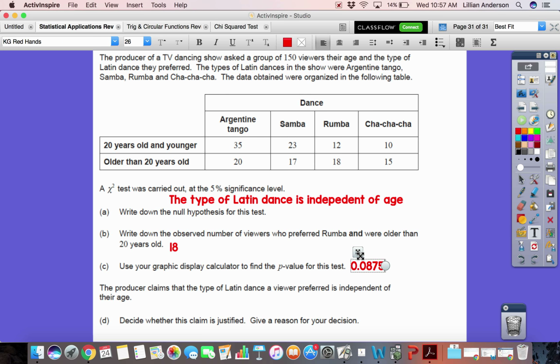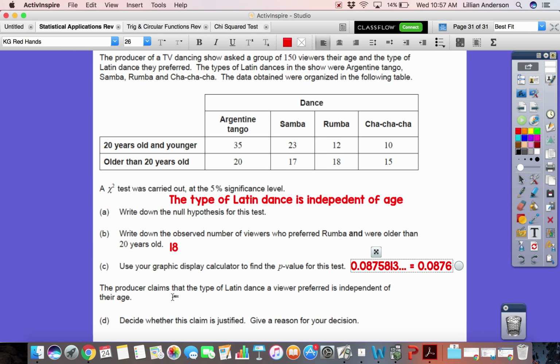Before, this was the decimal that you should have gotten. But when you round that to 3 significant figures, you always start with your first non-zero number. So that's going to be the 8. That's your first significant figure, followed by the 7, which is your second. And then the 5 is going to get rounded up to 6. And that's your p-value.